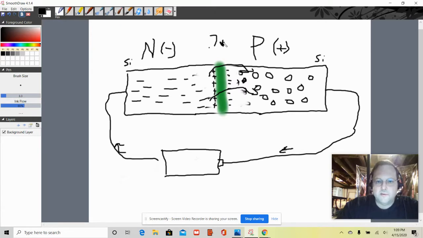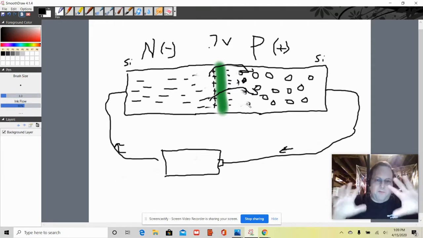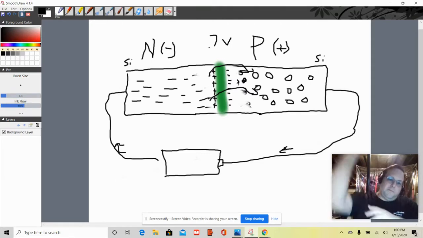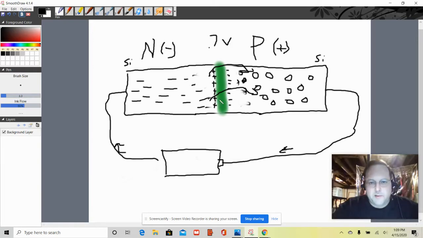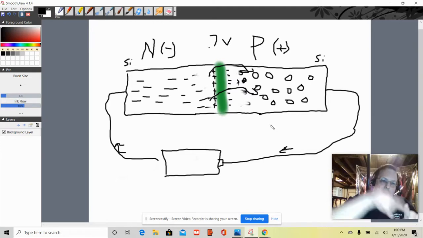volts. Almost did that wrong. Let me try this again. 0.7 volts. So 7/10 of a volt is the amount of pressure it takes to push those electrons over that hump and get them over here. So when you put a diode in any line, any circuit, you're going to lose 0.7 volts.